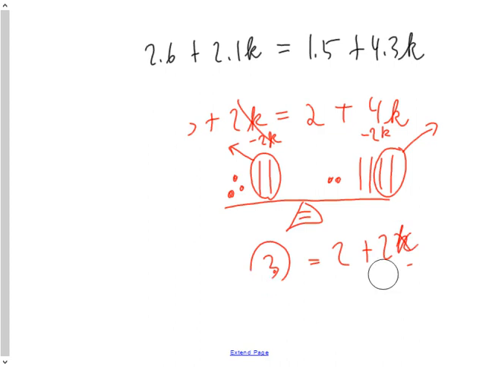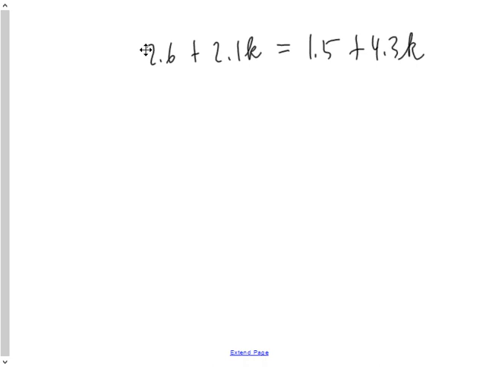When we bring this up to a grade 9 question, the only difference is we have decimal constants and decimal coefficients, but the same idea holds true for this one. So in this case, we're going to subtract 2.1k from both sides. I'm going to be left with 2.6 equals 1.5.